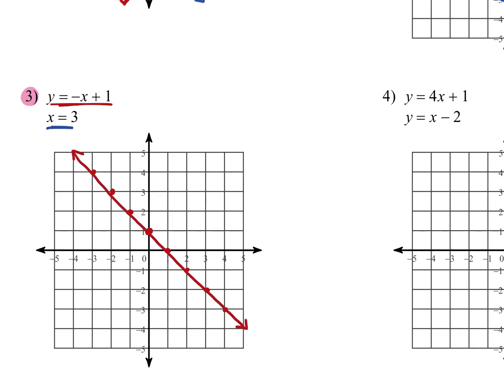And then we graph that x is equal to 3. When x is equal to 3, that's a vertical line through that number on the x-axis. So it's going to go right through 3 on the x-axis, which means our point of intersection here is at 3, negative 2.